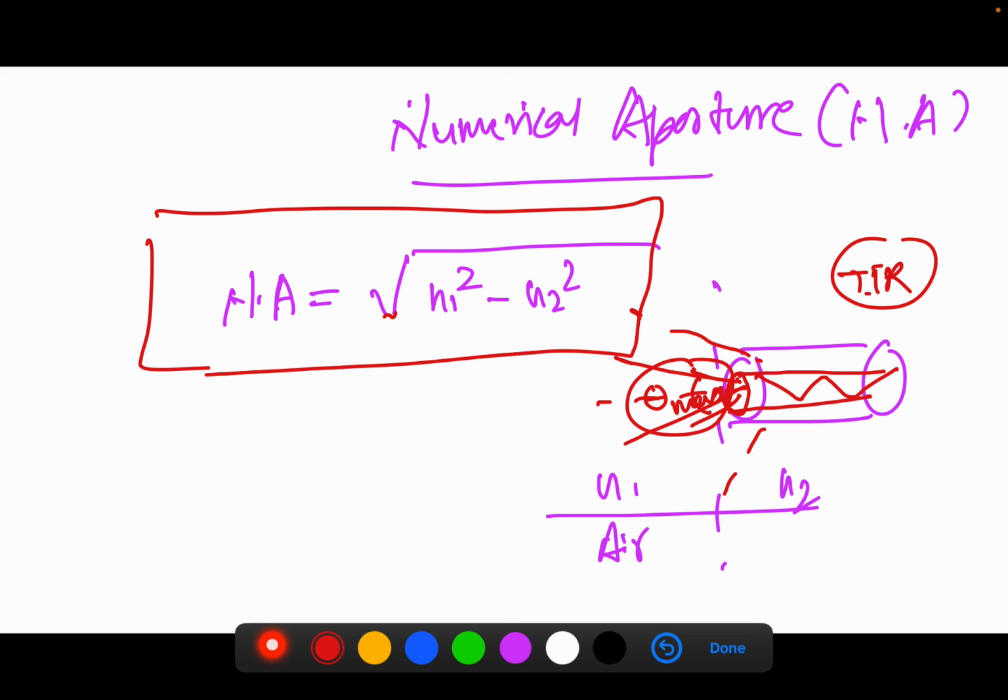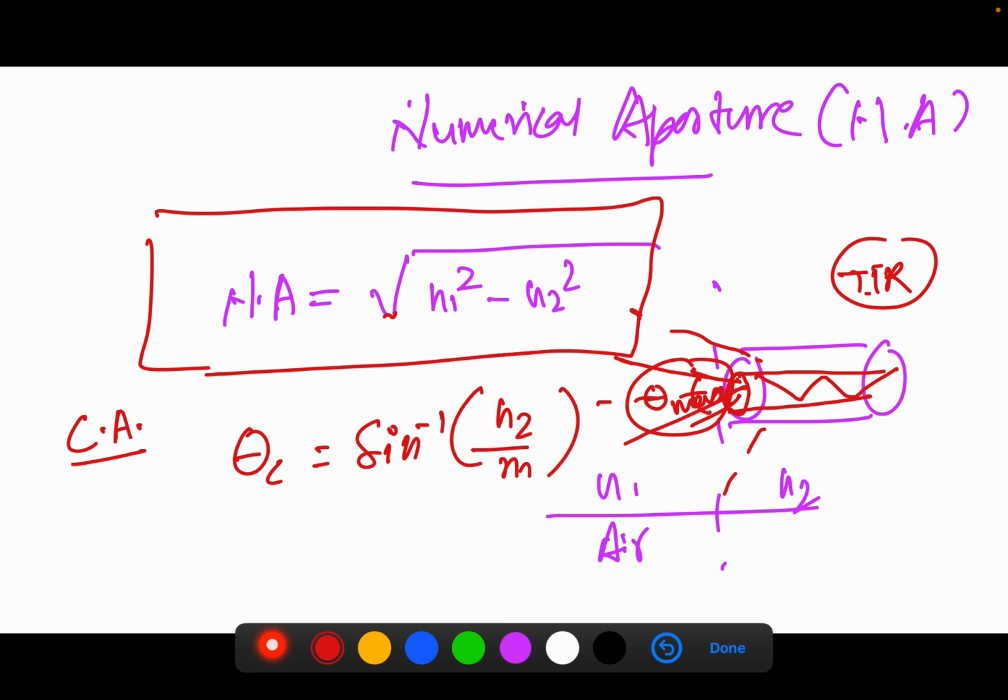Also, earlier I had defined one more concept, called the critical angle. Critical angle is the minimum angle of incidence beyond which light gets reflected back. Mathematically, the critical angle, which we call theta c, is the sine inverse of n2 by n1. So this is your formula for the critical angle.